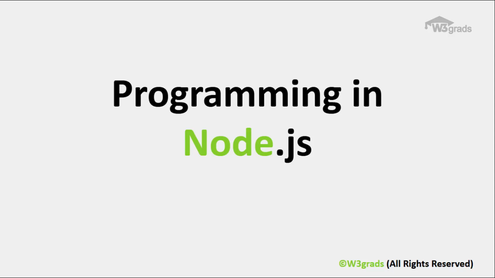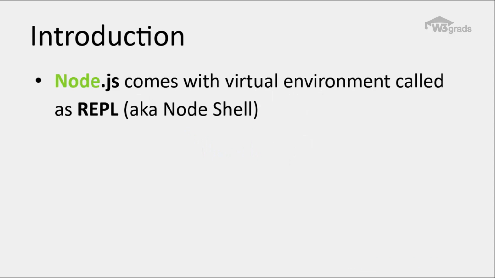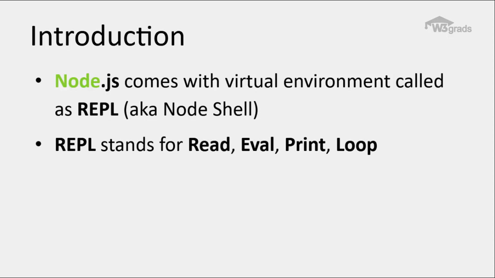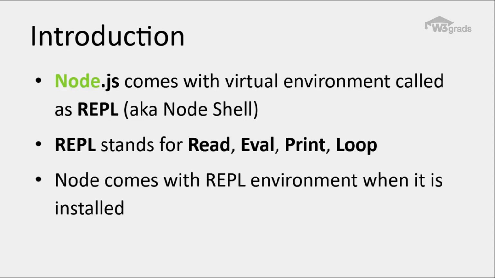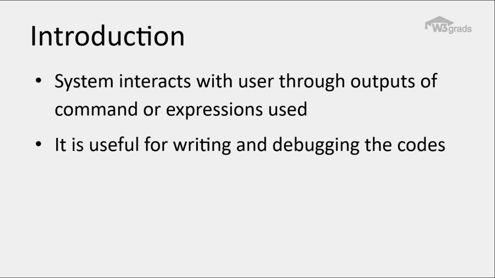In this video, I am going to tell you about the REPL terminal in Node.js. So, let us get started. Node.js comes with a virtual environment called REPL, also known as Node Shell. REPL stands for Read, Eval, Print, Loop. Node comes with the REPL environment when it is installed. The system interacts with the user through outputs of commands or expressions used. It is useful in writing and debugging code.